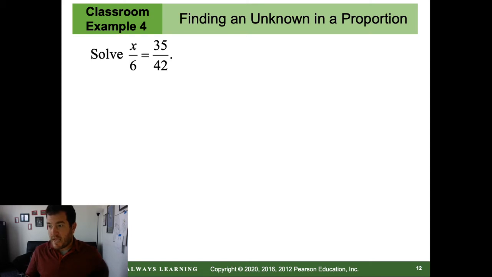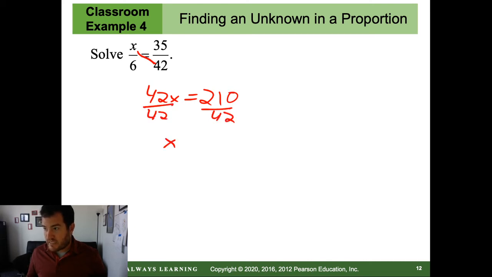Okay. X times 42, I think that's 42x. 35 times 6, no clue, 210 is my guess, yep. So then, divide this side by 42, divide that side by 42, x equals 5, maybe? Yeah. And that's my answer.